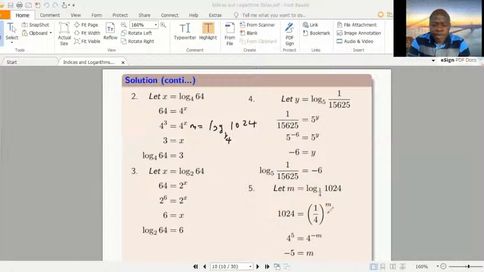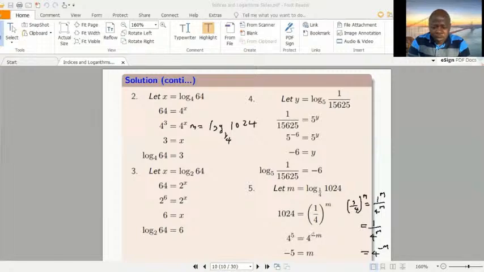And then this one, a quarter raised to m, is the same as 1 raised to m over 4 raised to m. But 1 raised to m is just 1. 1 raised to any number is just 1. So this is the same as 1 over 4 raised to m. Now I want the bases to be in the numerator so that I can equate. So this is the same as 4 raised to negative m. So that is why you see this 4 raised to negative m.